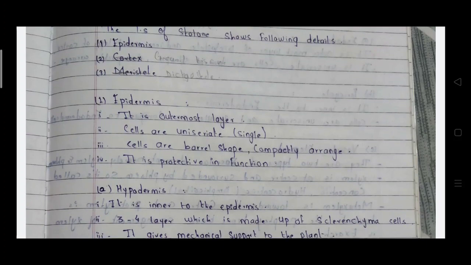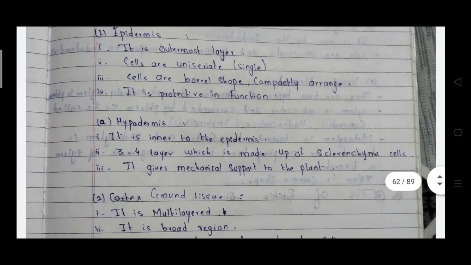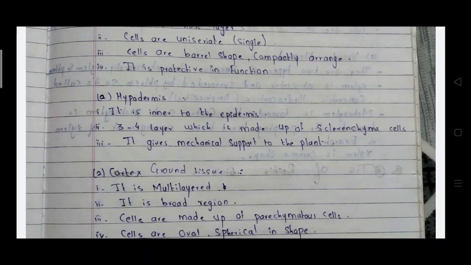Below the epidermis there is the hypodermis region. The epidermis region कैसे है? It is the outermost layer है, uniseriate है, that means it is a single layer है. Cells are barrel shaped and compactly arranged and they function as protection. Then below the epidermis there is the hypodermis region.